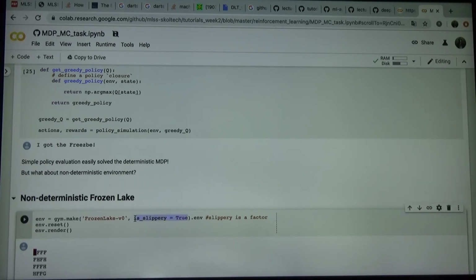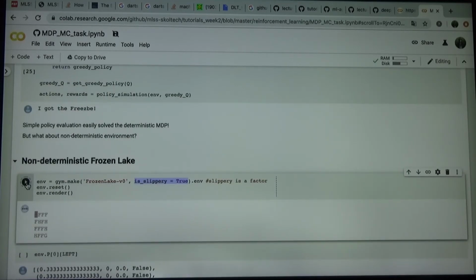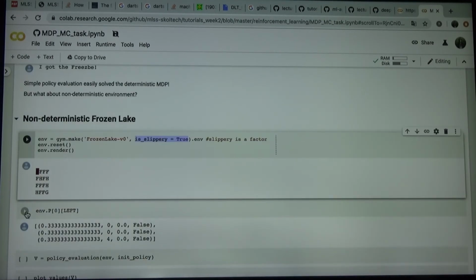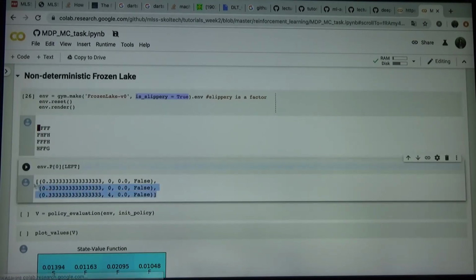So in OpenAI Gym, this stochasticity is going to be introduced by the argument is_slippery, and it's going to be equal to True. Boy, we have to hurry up because I don't have a lot of time. Okay, so again, the stochasticity.